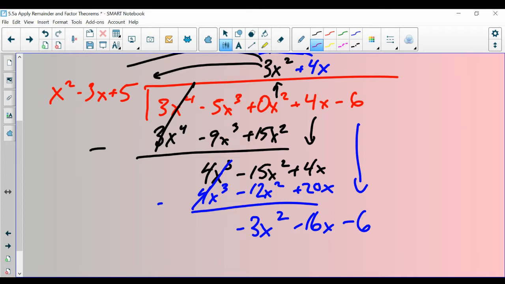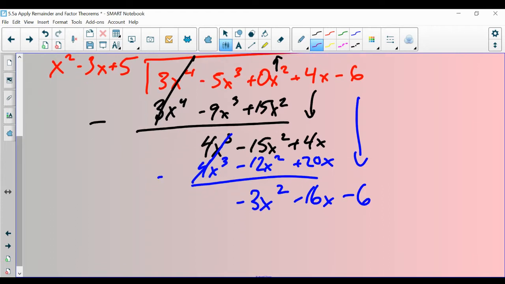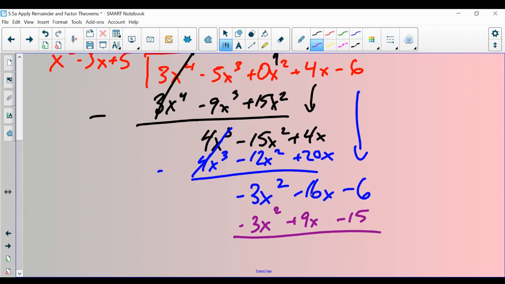What do we multiply x squared by to get negative 3x squared? That would be a negative 3. Multiply negative 3 by all three of them. Negative 3x squared plus 9x minus 15. Go ahead and subtract them. These cancel. This would be negative 25x, and negative 6 minus negative 15 would be positive 9. There's nothing to drop, so that's going to be your remainder.